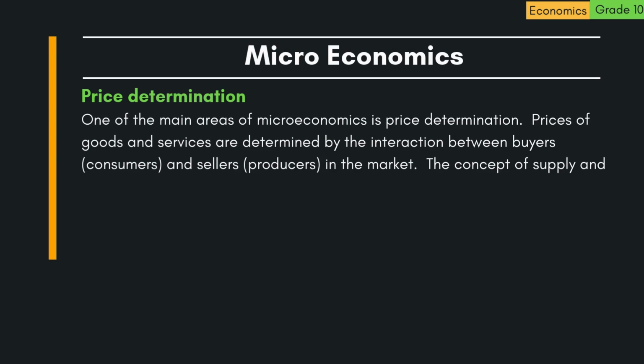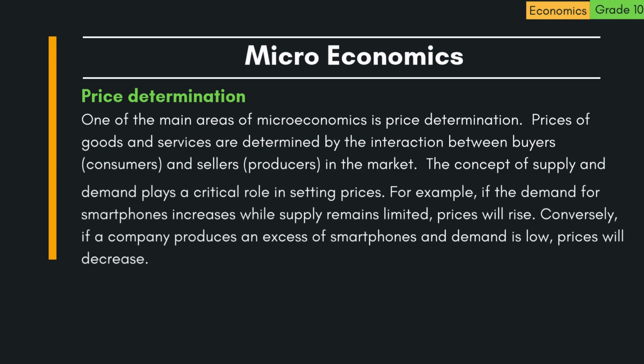A. Price determination. One of the main areas of microeconomics is price determination. Prices of goods and services are determined by the interaction between buyers, consumers, and sellers, producers in the market. The concept of supply and demand plays a critical role in setting prices. For example, if the demand for smartphones increases while supply remains limited, prices will rise. Conversely, if a company produces an excess of smartphones and demand is low, prices will decrease.